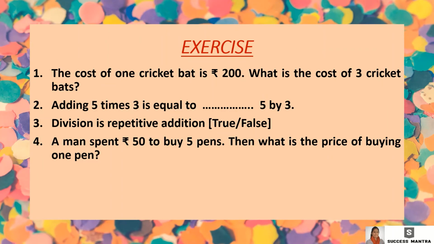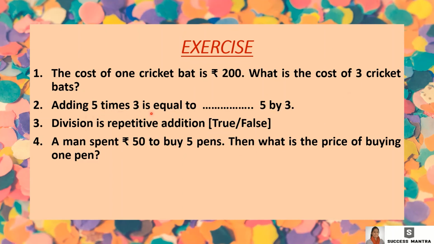So let's do some exercises with what we have learned right now. Let's see the first question. The cost of one cricket bat is 200. Then what is the cost of three cricket bats? So the cost of one is given and we need to get the total. In order to find the total, what will you do? You just multiply these two factors. So the cost of three cricket bats will be 200 multiplied by 3. What is 200 multiplied by 3? It is 600.